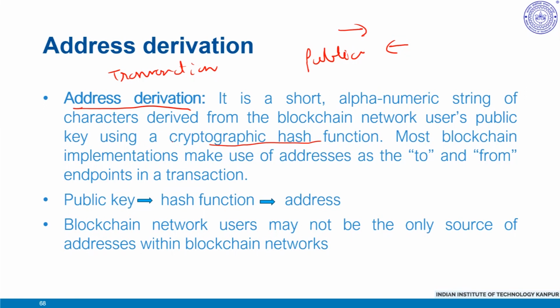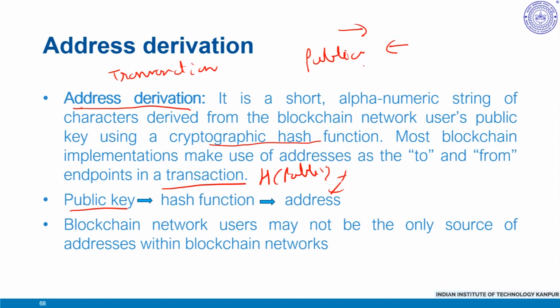So one method to generate an address is to create a public key, apply a cryptographic hash function on the public key, and convert that hash to text, which will result in the address. Now, each blockchain implementation may implement a different method to arrive at an address.